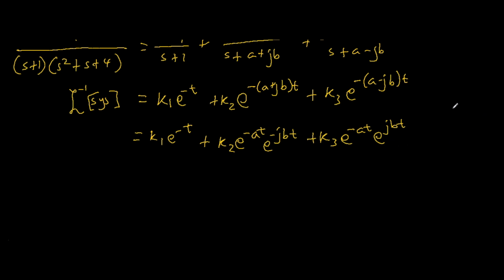And maybe we can use the fact that, do I remember this well now? Cosine of at can be expressed as e to the power of jat plus e to the power of minus jat, and the sine of at is the same thing as being equal to e to the power of jat minus e to the power of minus jat.